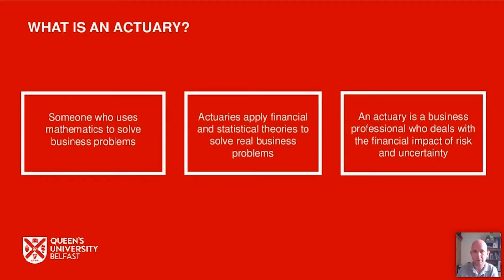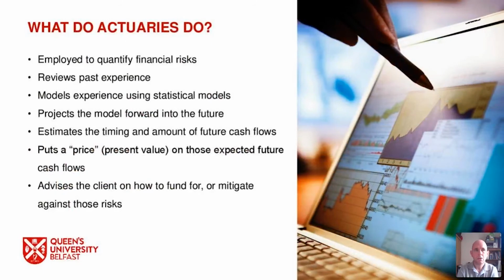I'll run you through a bit of an example in this next slide. Actuaries are employed to quantify financial risk. So what does that mean? Actuaries review past experience, so we have a look at what's happened in the past. I'm a pensions actuary by training, so one of the things that we want to do is ensure that our clients set sufficient monies aside for them to pay themselves an income when they retire.